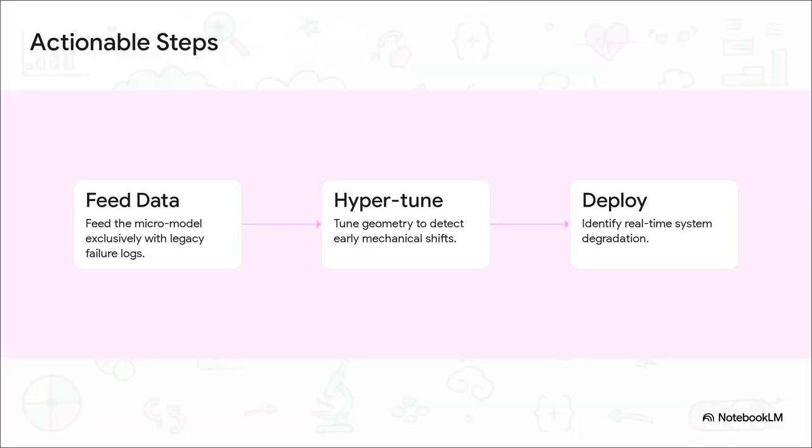Here are the exact actionable steps formulated by the Meta AI mechanisms expert. Step 1. You feed a micromodel exclusively with those legacy failure logs. Step 2. You hypertune its cognitive geometry specifically to detect the absolute earliest mechanical shifts of a failing system. And finally, Step 3. You deploy it to identify real-time system degradation. We're talking about things like an increasingly erratic cadence in the logs or vocabulary narrowing in team chat histories. Those are real structural markers of a system under unsustainable stress.